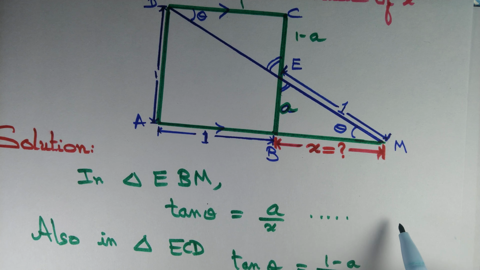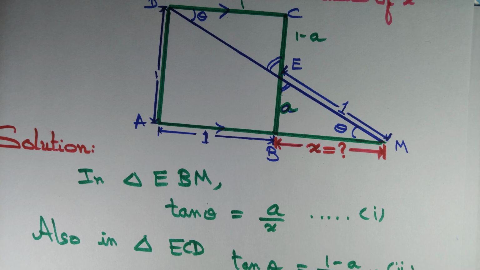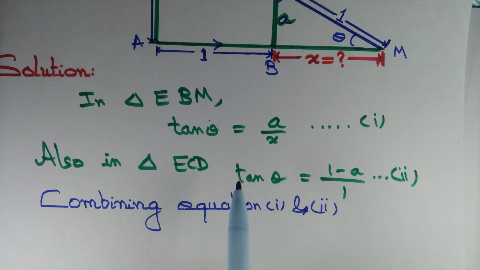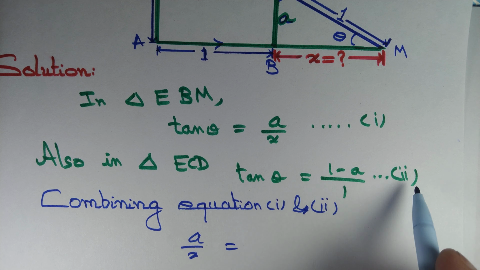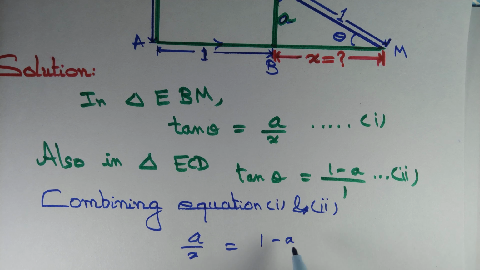Let's combine those two equations. We write this one as equation 1 and this one as equation 2. Combining equations 1 and 2: by equation 1, tan theta equals A by X. By equation 2, tan theta equals 1 minus A.